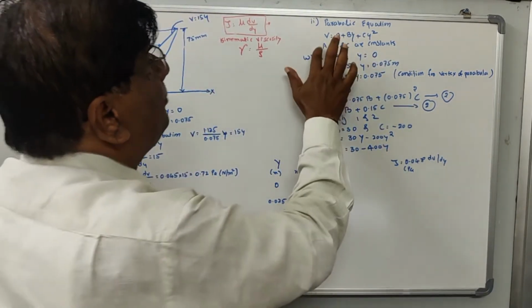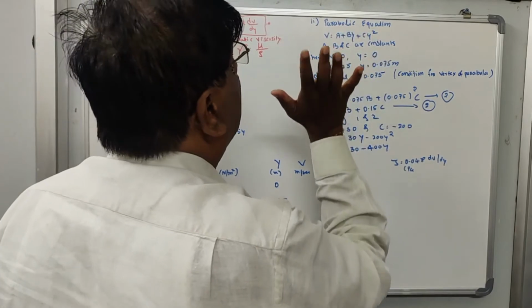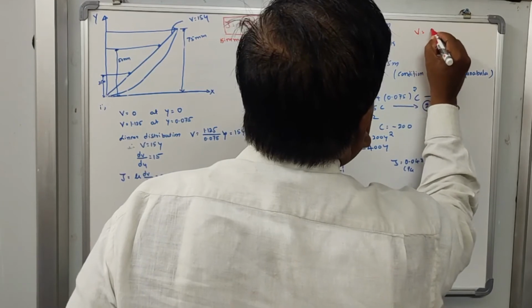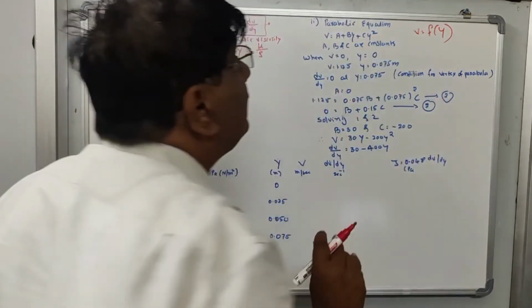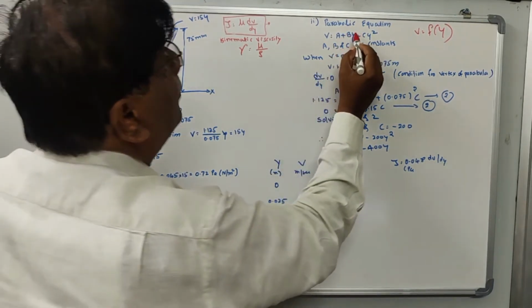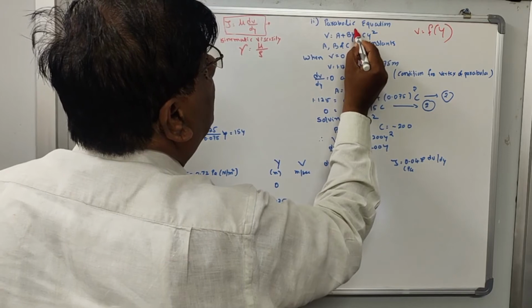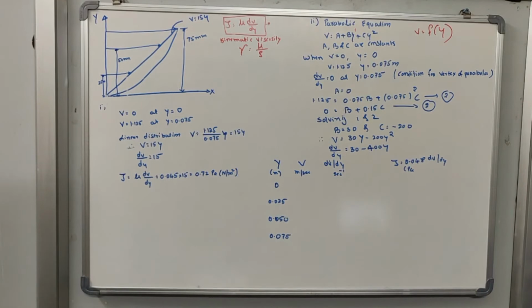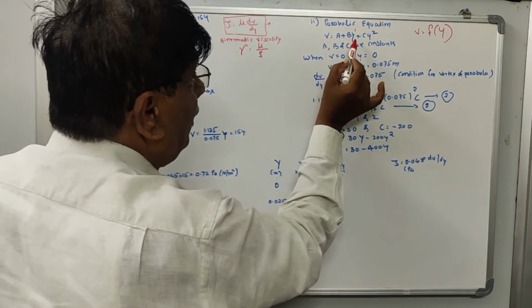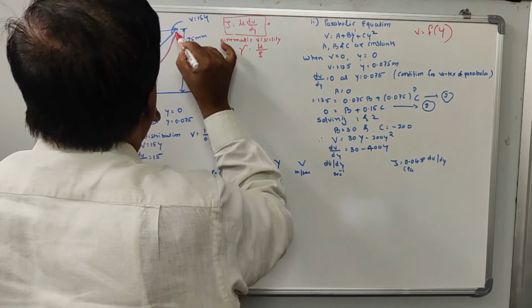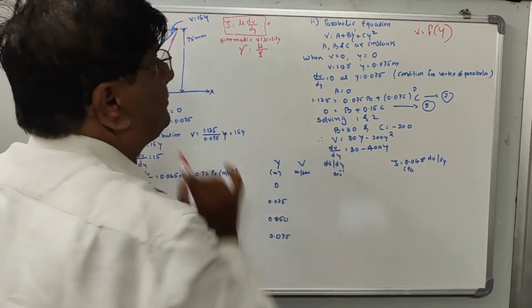Here a, b and c are constants, and v is a function of only y. Since the power of y here is 1 and here is 2, it is a second order equation, so the variation is non-linear. That is, the variation between v and y is non-linear. It means that you are getting a curve, and the vertex is at this point.